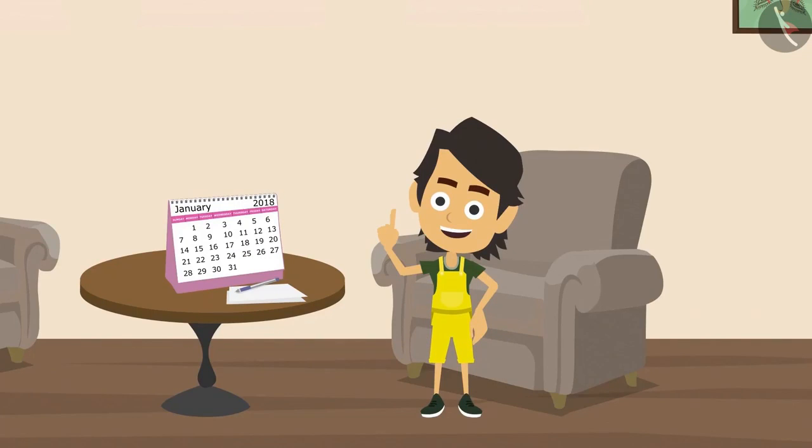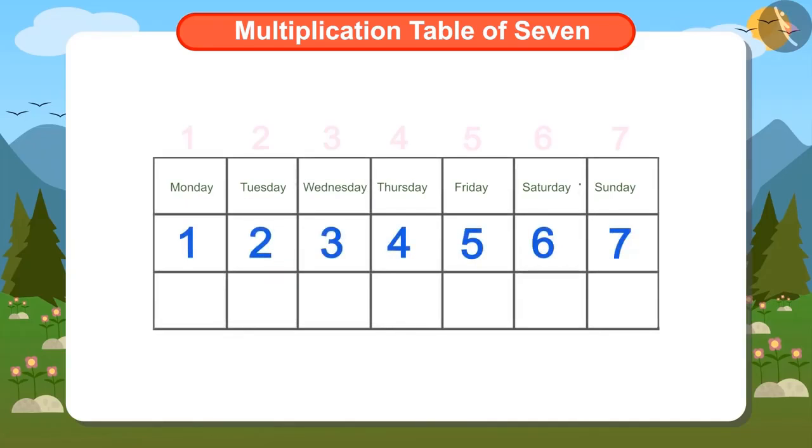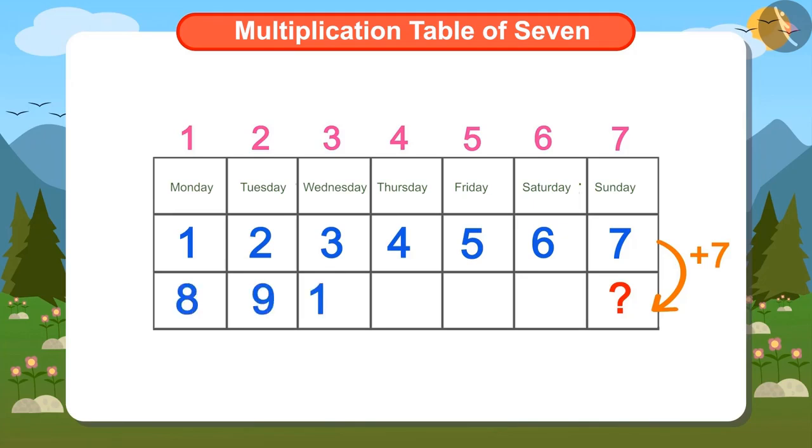Ayushman knows that there are 7 days in a week. So, if 7 is added to today's date, 7th, then next Sunday's date will be easily known. If we add 7 to date 7th, the answer will be 14. Ayushman has found out that next Sunday the date will be 14th.